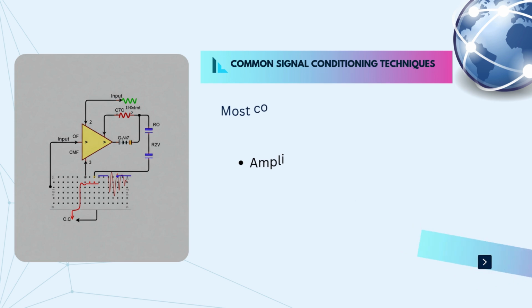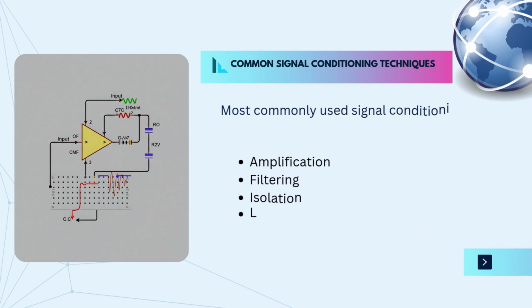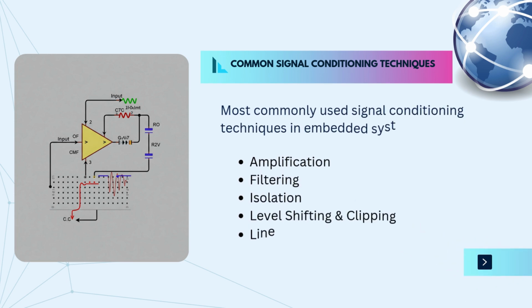Let's break down the most commonly used signal conditioning techniques in embedded systems. 1. Amplification. Boost small sensor signals using op-amps or instrumentation amplifiers. 2. Filtering. Low-pass filters remove high-frequency noise, high-pass filters eliminate DC drift. 3. Isolation. Optocouplers and transformers isolate sensitive parts of the circuit for safety.